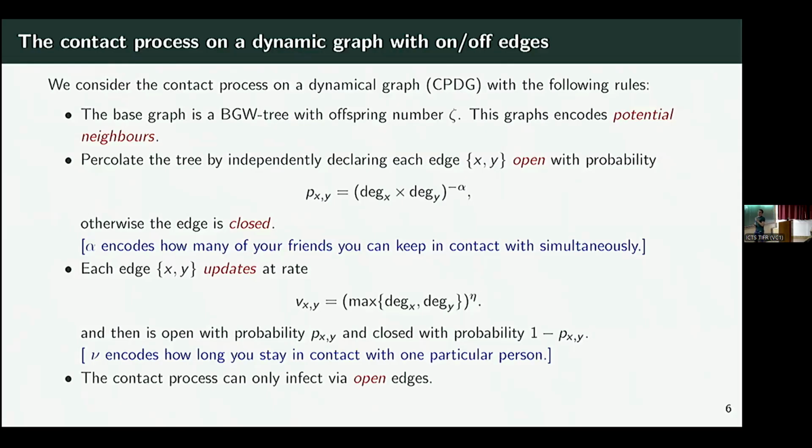Good, and then obviously what I'll do with my contact process is let these two dynamics evolve at the same time, and the restriction is just that the contact process can only infect via open edges. So if the edge is closed to a friend, then I can't infect that neighbor.